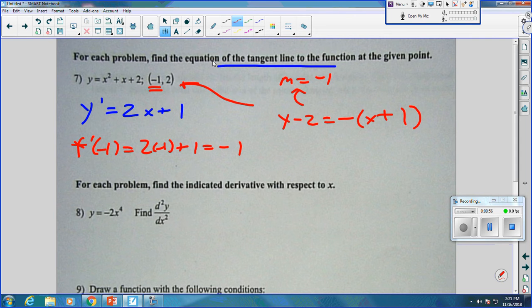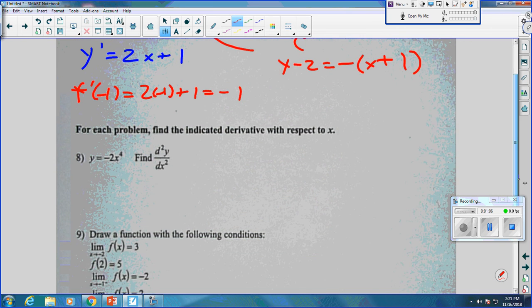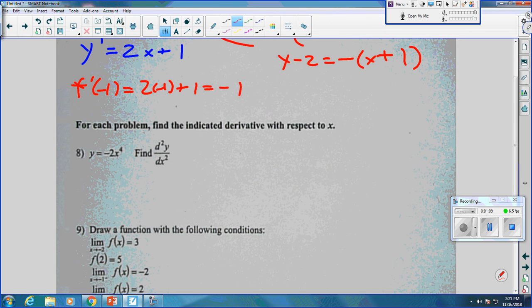If you're doing y equals mx plus b, stop and practice this. When you get to college, this is so much faster. All right, you might as well take it now. Learn it now.